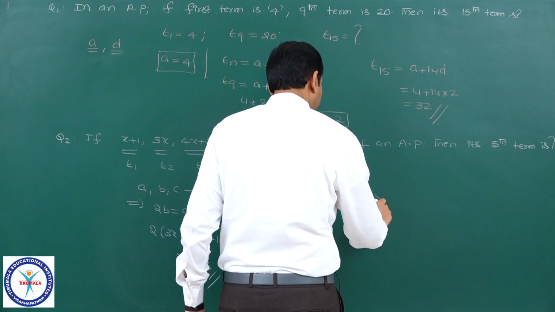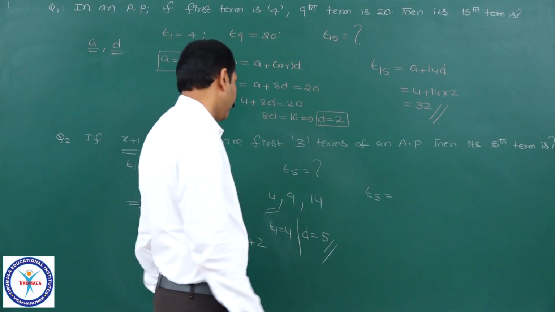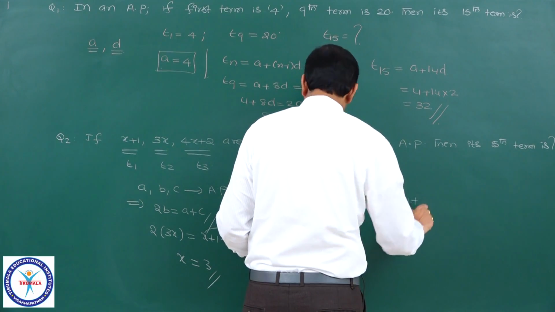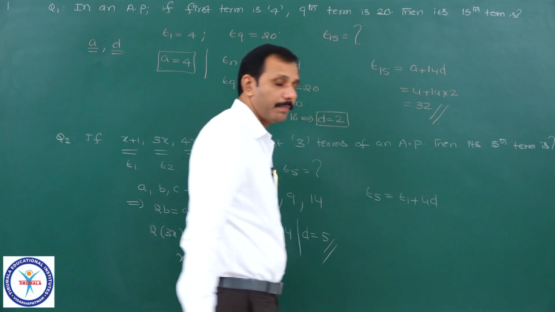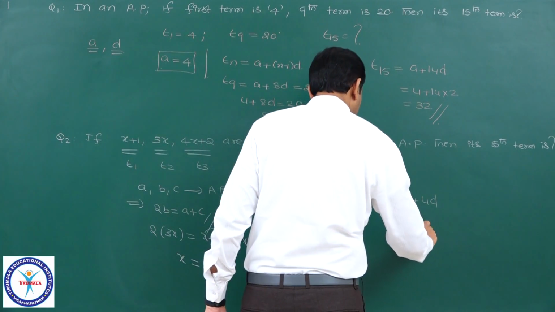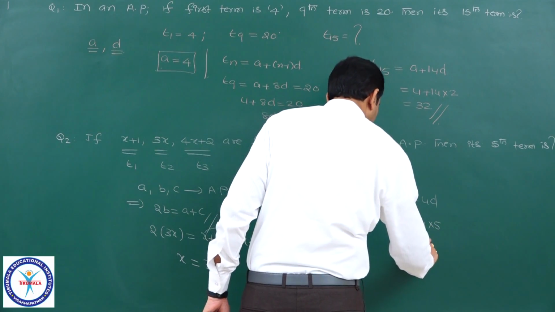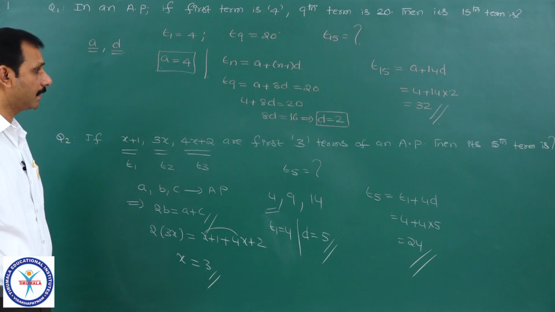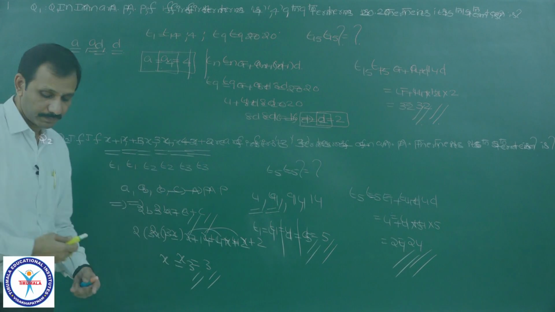Therefore, I want T5. T5 is A plus (n minus 1) into D. Of course, A I already have, I am taking T1 plus 4D. What is T1? It is 4, plus 4 into D, which is 5. 20 plus 4 means 24 is the fifth term. Hope you understood. Very basic problems. We will do all model problems.